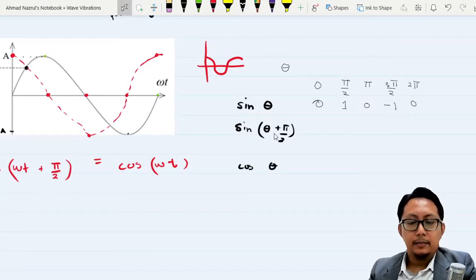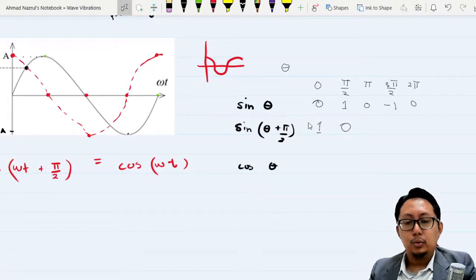Okay, theta plus pi over 2. For example, for sine, theta is 0, so we get sine pi over 2. Sine pi over 2 is 1. And then for theta equal to pi over 2, pi over 2 plus pi over 2 becomes pi. So sine pi is 0.